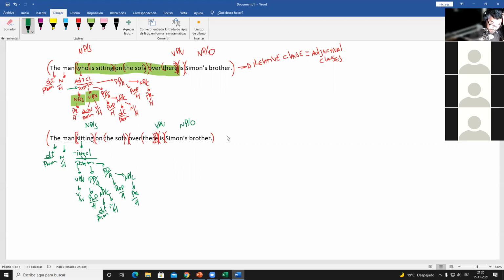Yeah, and what we have in here is the presence of a non-finite ing clause acting as an adjectival clause. But I don't like that name. In some other grammars they call it ing relative clause. And this is what I need you to do in your coming exercise, this type of analysis.